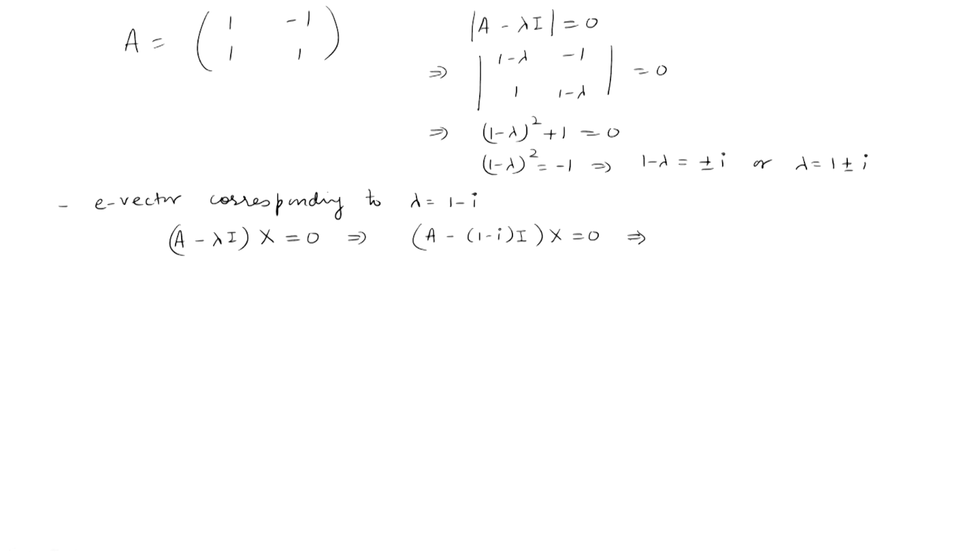So, this implies, now when you take 1 minus lambda here, you can simply take lambda as 1 minus iota. So, it is iota, 1, and it is 1, and it is again iota, it is minus 1, it is iota, and x is x1 x2 equal to 0 0.